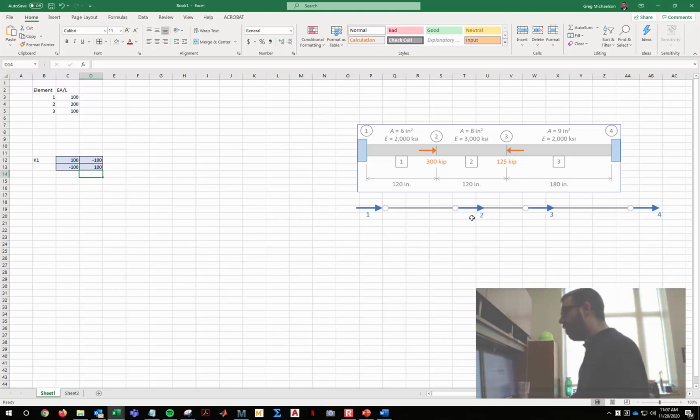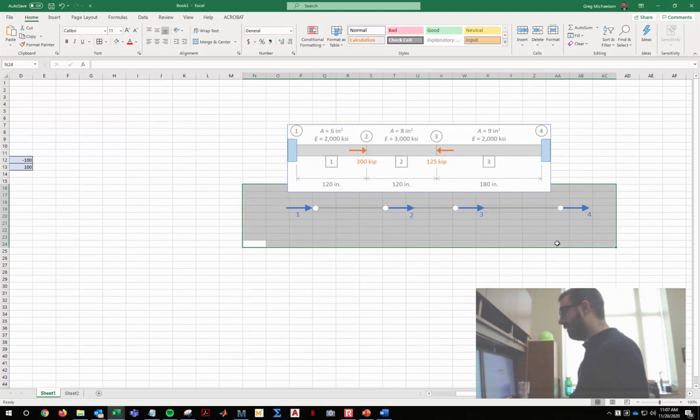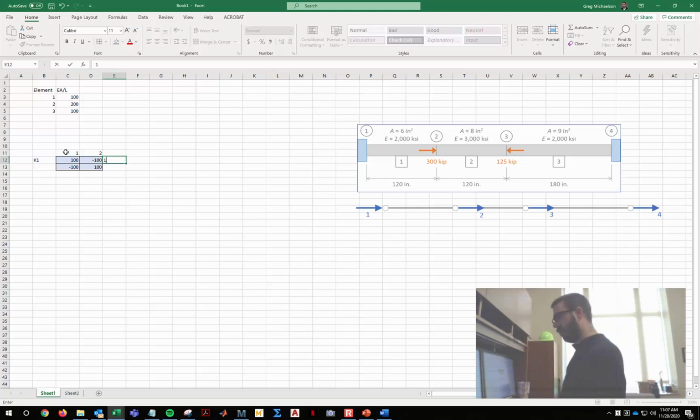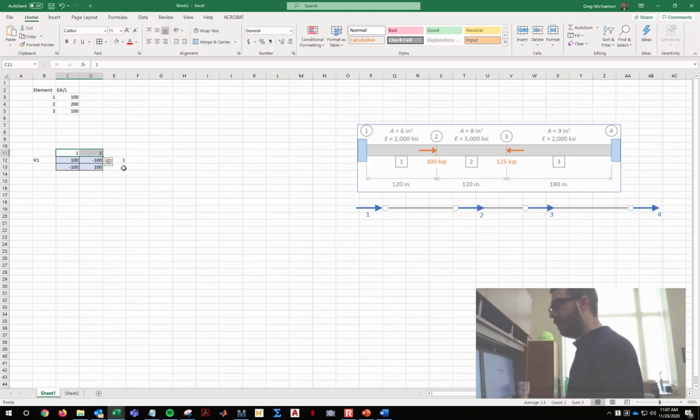And then if we go off of our member codes here, remember, if we look right here, that's our analytical model where we list the degrees of freedom. Element number 1 is connected to, or associated with, degrees of freedom 1 and 2. So 1 and 2. Maybe what I'll do is make those red to indicate that.